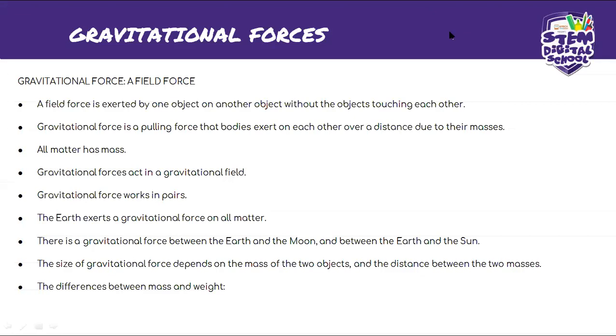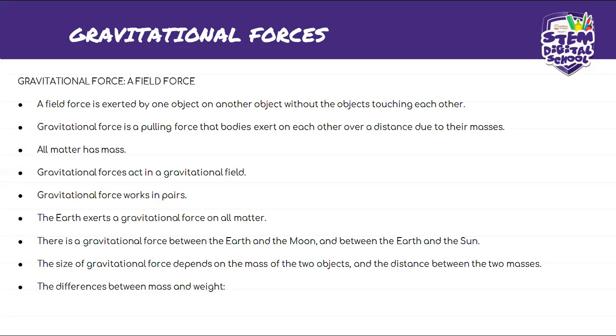Okay. Then the Earth exerts a gravitational force on all matter. So you know that we have got other objects that are on the surface of the Earth. So meaning the Earth is having a kind of gravity, and then this gravity is exerted on all matter. There is a gravitational force between the Earth and the Moon, and between the Earth and the Sun. The size of gravitational force depends on the mass of the two objects and the distance between the two masses. And then we show the differences between mass and weight.